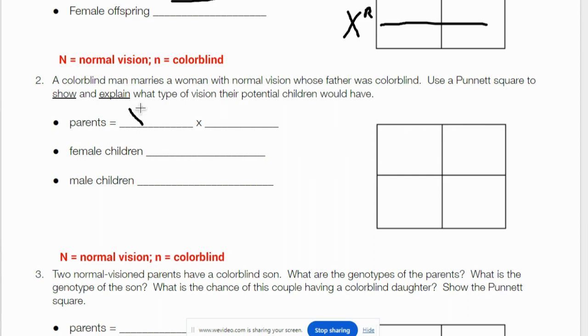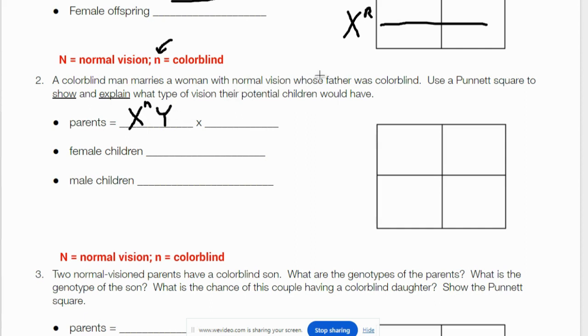All right, first let's show he's a man. Let's give him his X, Y. So that means he's a guy. And he's colorblind, so he's going to have a colorblind allele. He's going to have a little n on his X chromosome. He's going to have that allele on his X chromosome. Y is too small. He's got nothing on the Y.